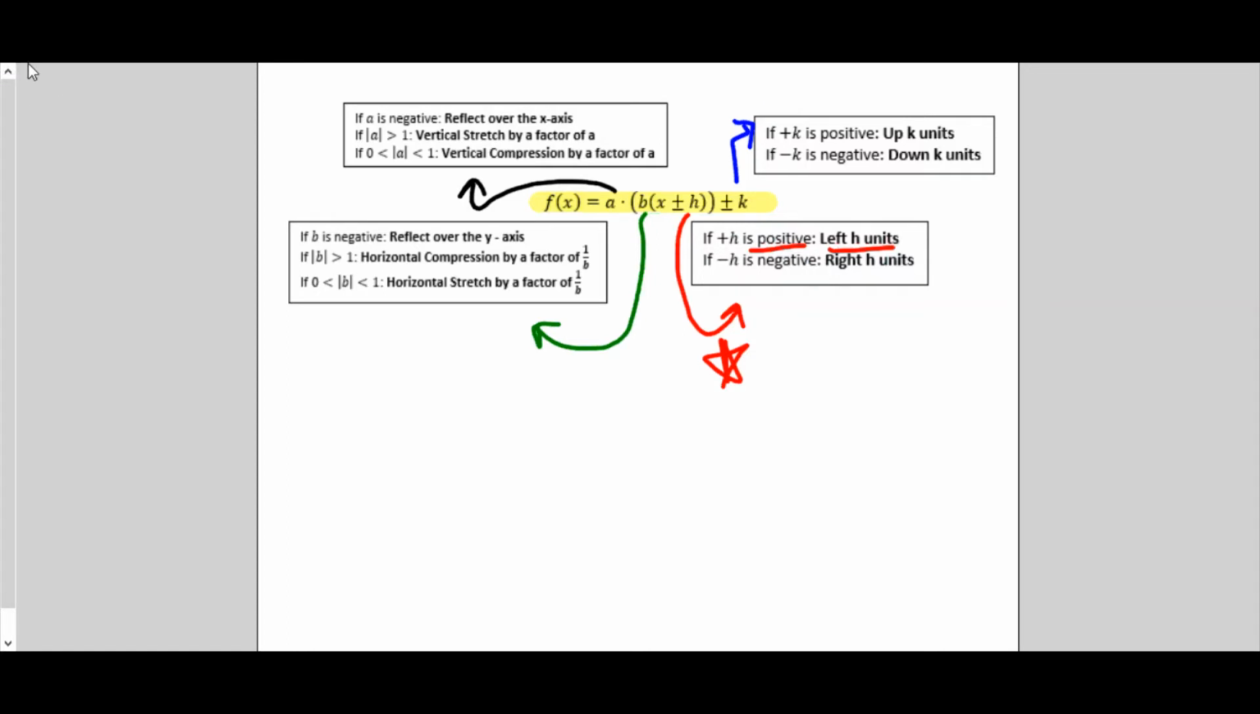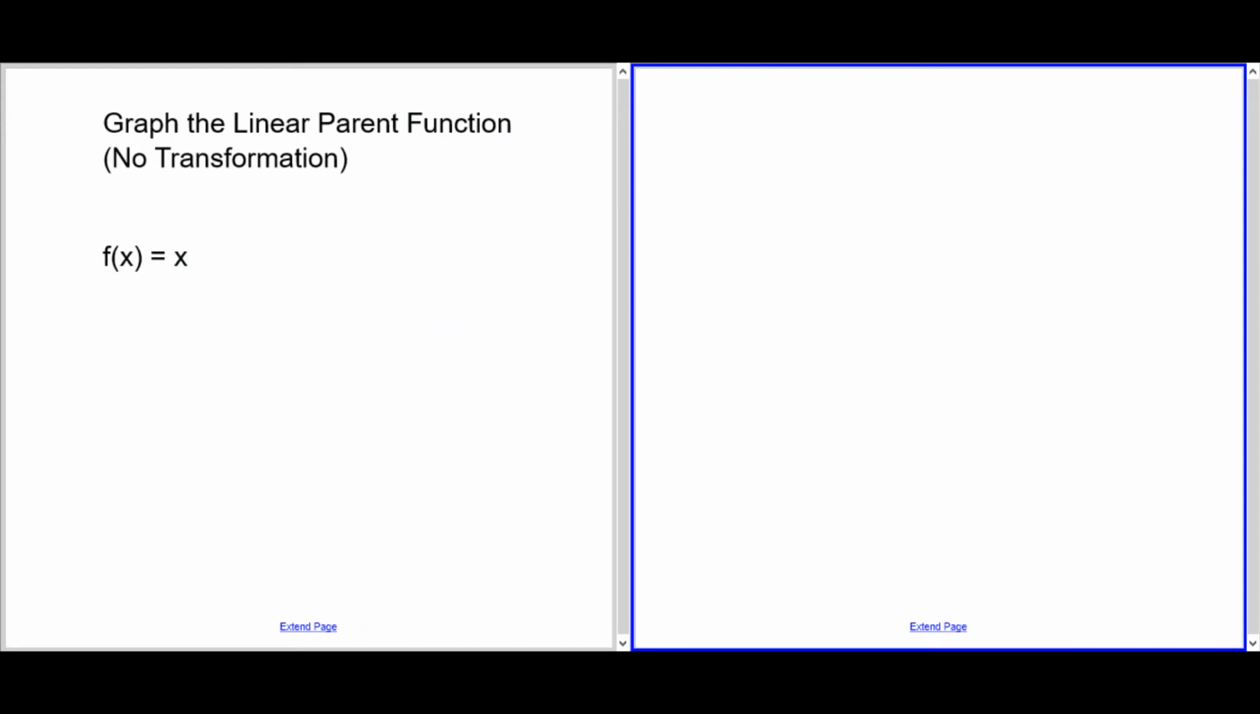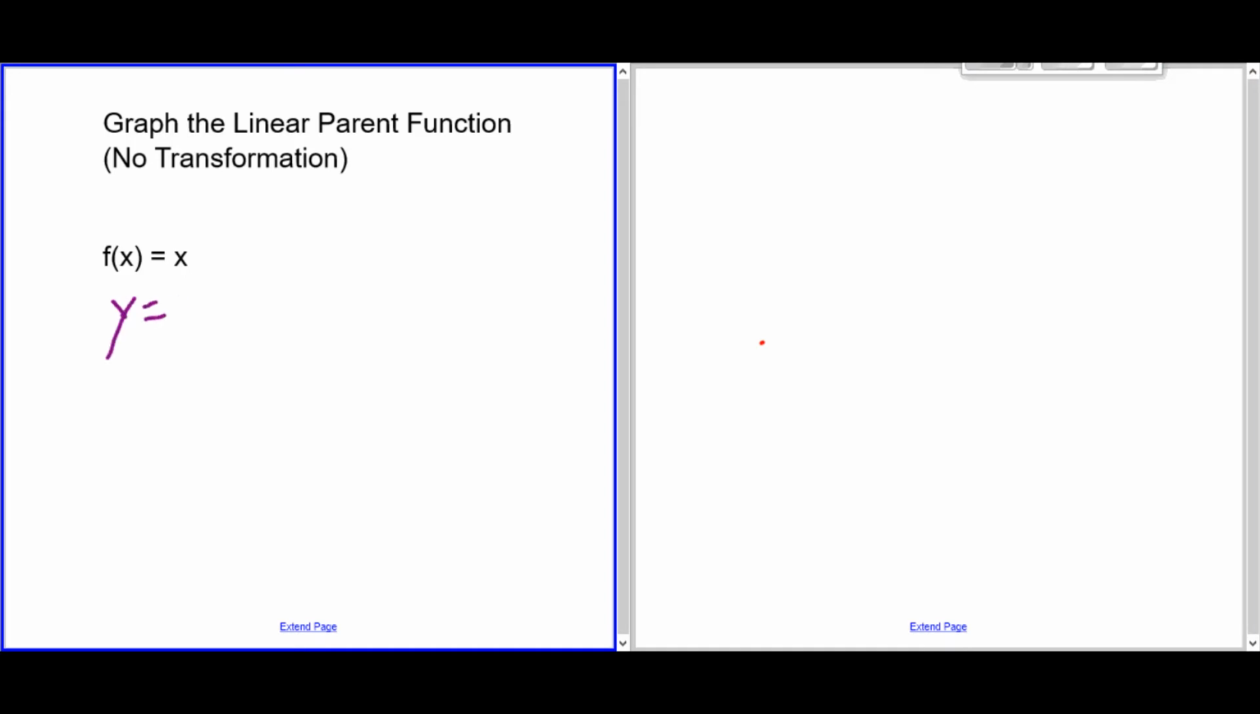So let me start off by changing this display real quick. I just want to give you the graph of the parent function, so where there is no transformation taking place. The parent function of the linear function family is f of x equals x. Remember, we could write this as y equals x if we wanted to.